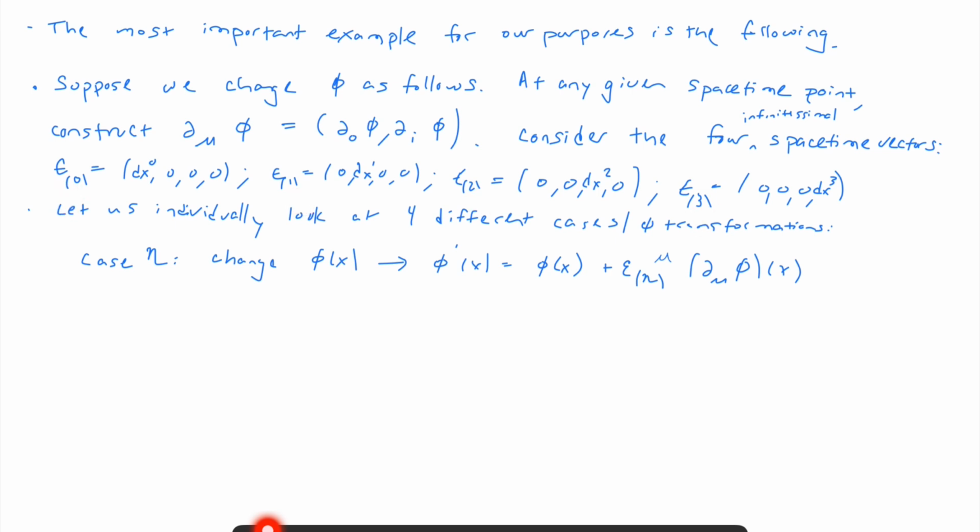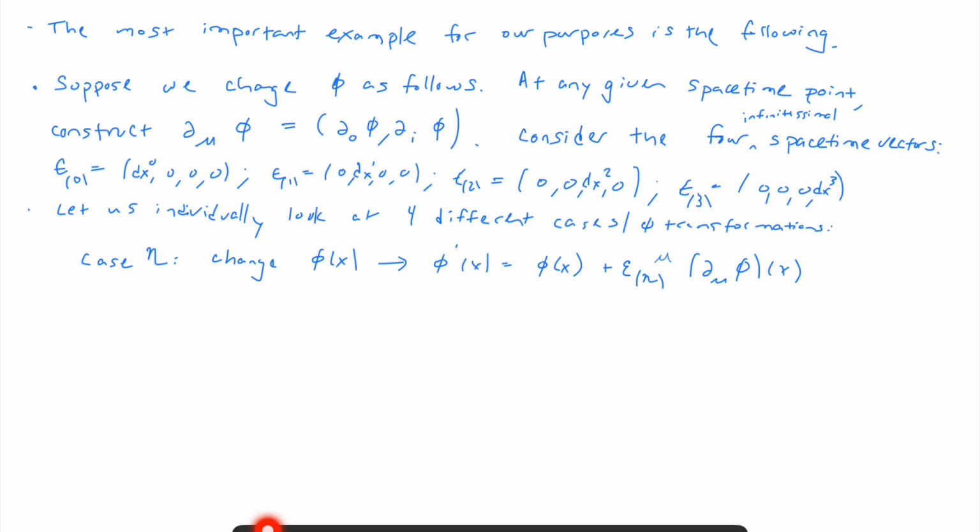Let's just say we pick 0, for example. This would be 0 here. And this is a 4-vector here, and a 4-vector here. If we contract them, we get another scalar, and we're just changing our original phi by a scalar value at every point in space, at every given time. So this is an example of an infinitesimally small transformation, because this number is infinitesimally small. And this is just the derivative, which would be finite.